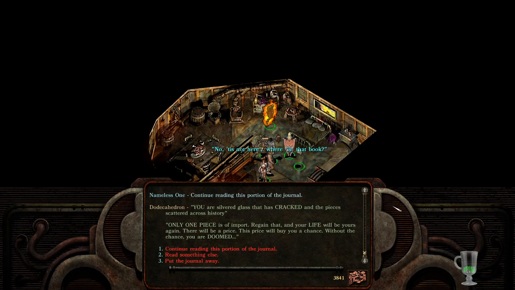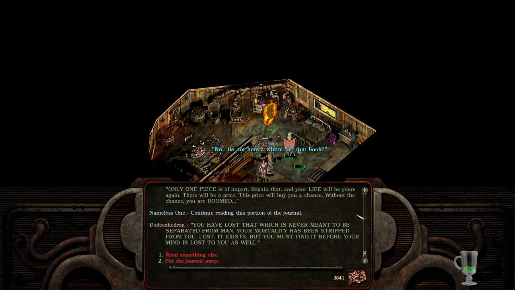You are silvered glass that has cracked and the pieces scattered across history. Only one piece is of import. Regain that and your life will be yours again. There will be a price. This price will buy you a chance. Without the chance, you are doomed. You have lost that which is never meant to be separated from man. Your mortality has been stripped from you, lost. It exists, but you must find it before your mind is lost to you as well."